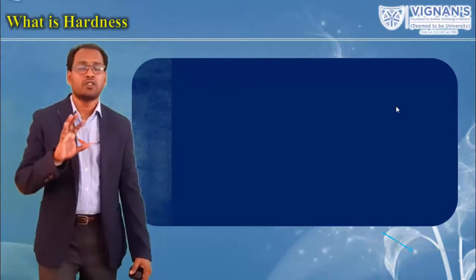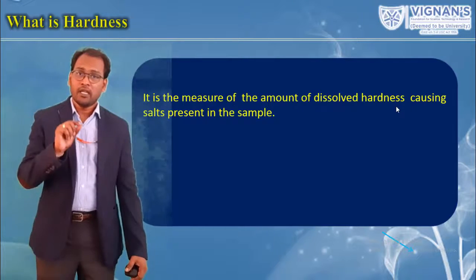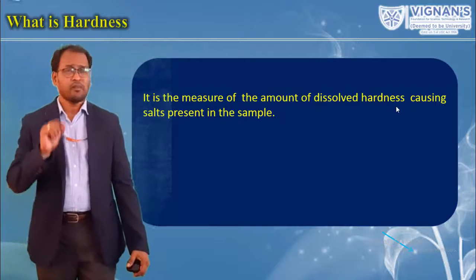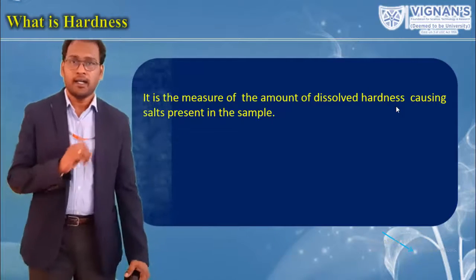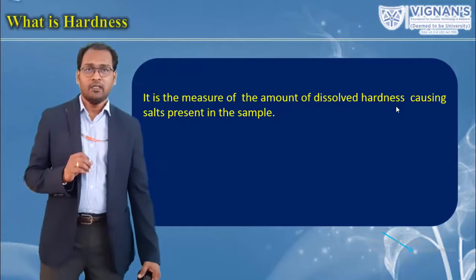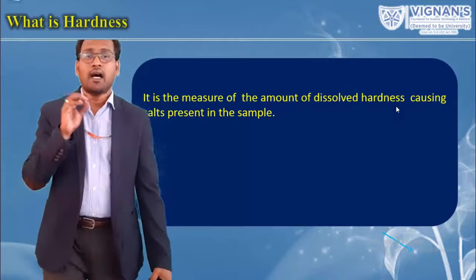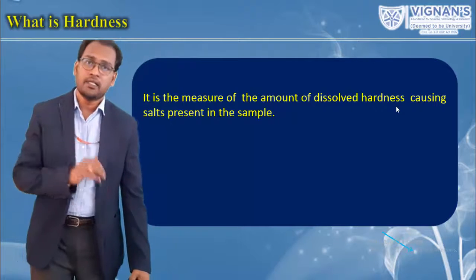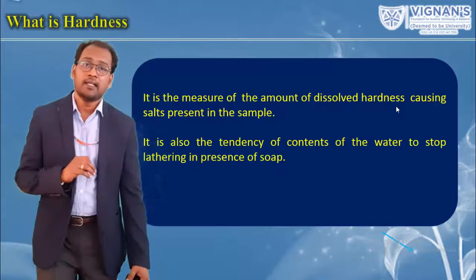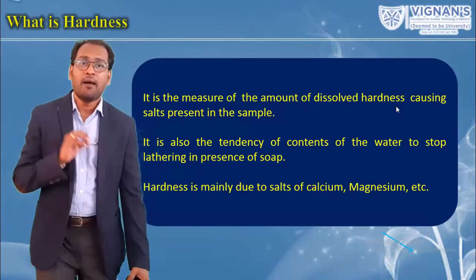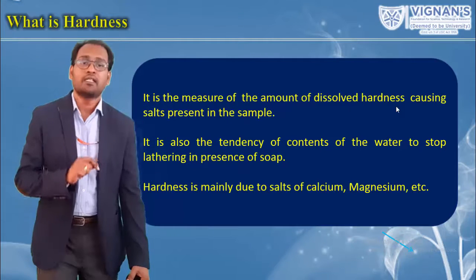All these things we saw in the earlier class, so we are not going to say it once again, but the thing we have to take up now is hardness. What is hardness? Hardness, by definition, is a measure of the amount of dissolved hardness-causing salt present in the sample. So this is the definition for hardness.